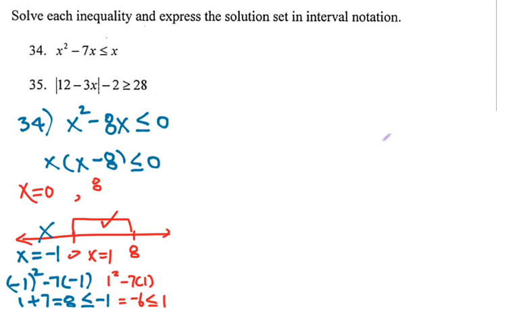Now, because we are looking at an inequality that's less than or equal to, our endpoints would have been closed circles. So our solution would have been 0 through 8. But since we are including the endpoints, we have to use the hard bracket, or square bracket, and write down the endpoints of the interval, 0, 8, such as this one.